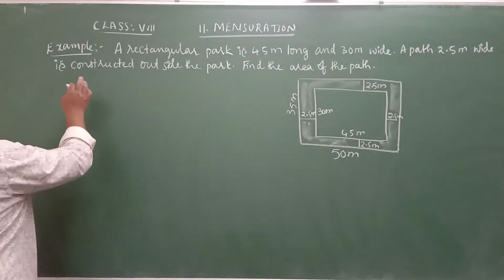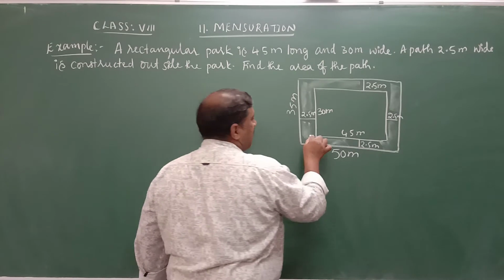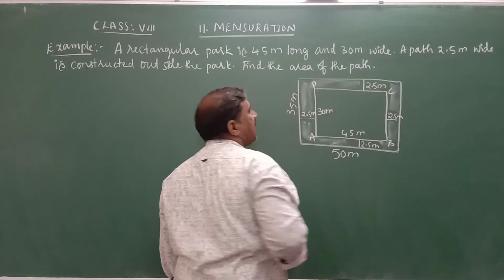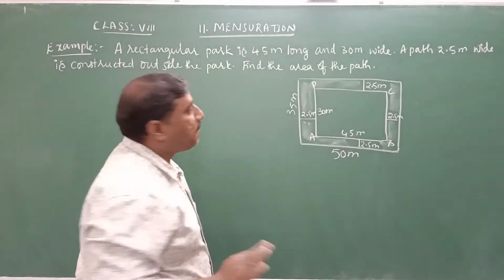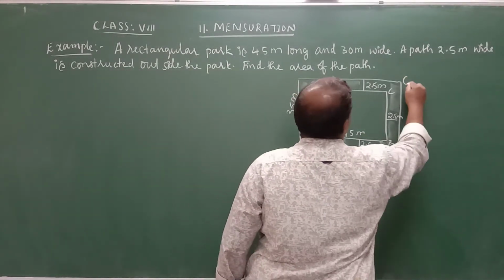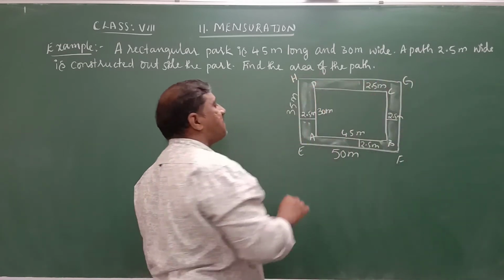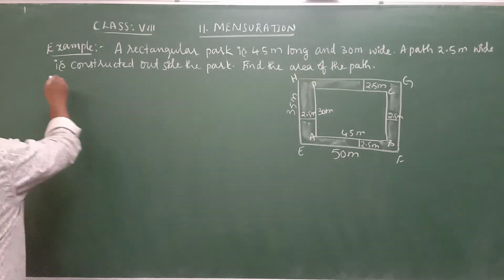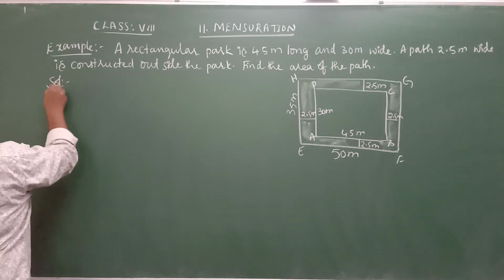So from the figure, let A, B, C, D be the inner rectangle and E, F, G, H be the outer rectangle. Now write first the given data from the figure.